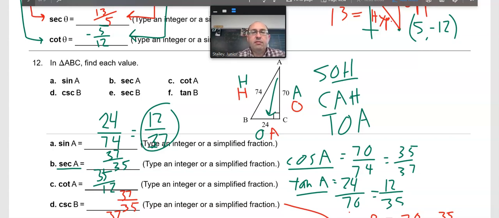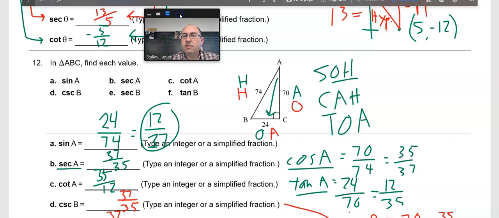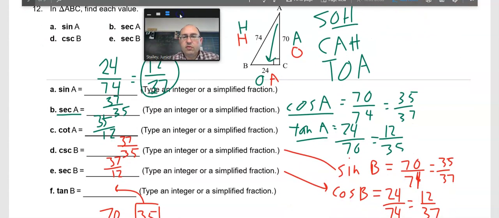Let's see if I can move my face and slide this up for the next part.